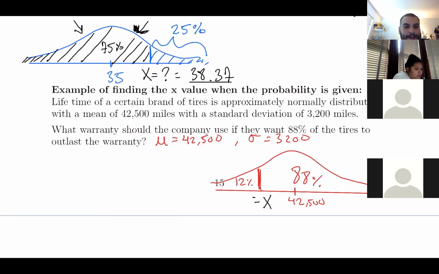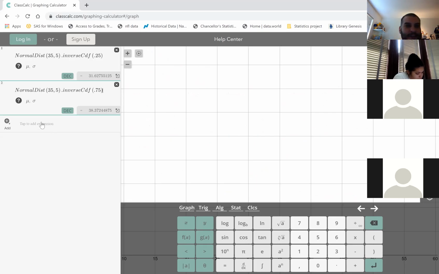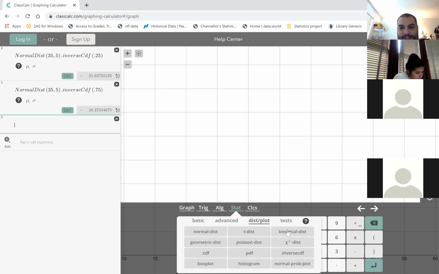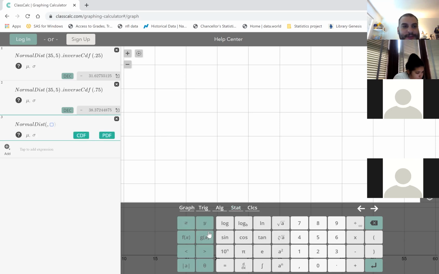Mm-hmm. Okay, so up next we're going to go back to ClassCalc. And after this, I'll show you how to do this if you're using a TI-83 or 84. So we're going to go to stats, distribution, normal distribution. Our mean is 42,500. Standard deviation is 3,200. But for this one, we want to find the x, so we use the inverse CDF.